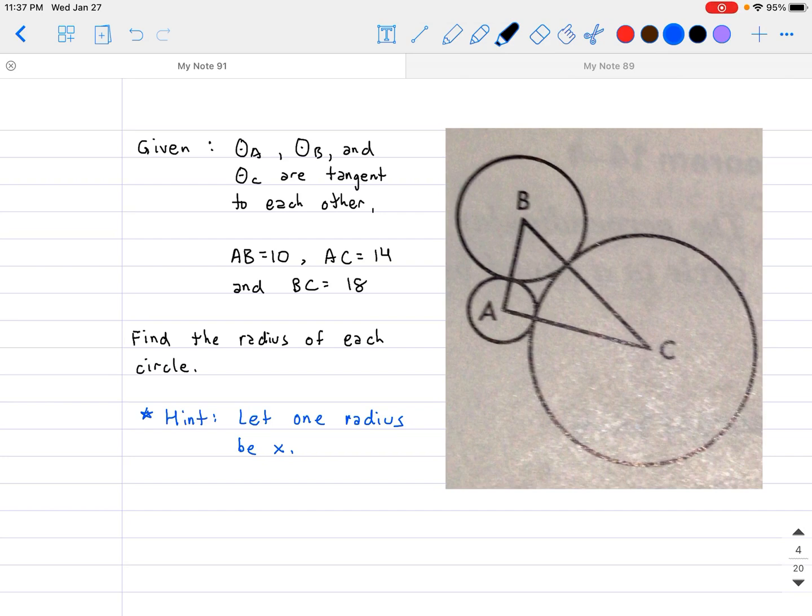Here we have three circles. What's given is that the three circles are all tangent to each other, okay? So they are all tangent to each other.